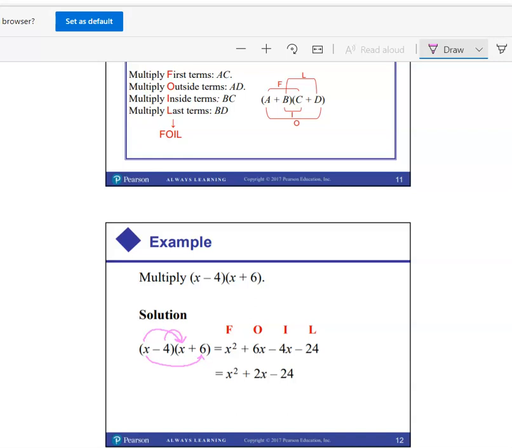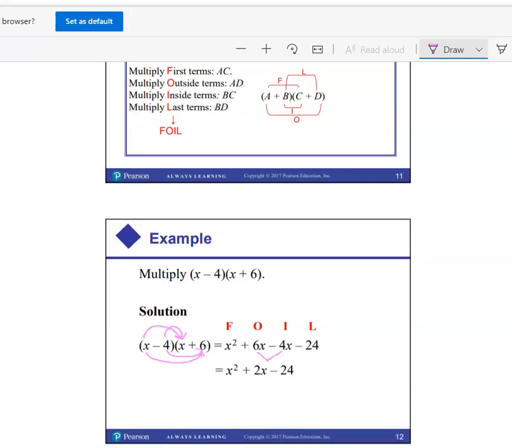And then last would be the negative 4 times the 6, because they're the last terms in the parentheses for each one. So negative 4 times 6 is negative 24. And then they just combined these two that are just x to the first power, because 6 minus 4 is 2, and they've simplified that a little bit. So first, outer, inner, last is just a tool that you can use to multiply these binomials.